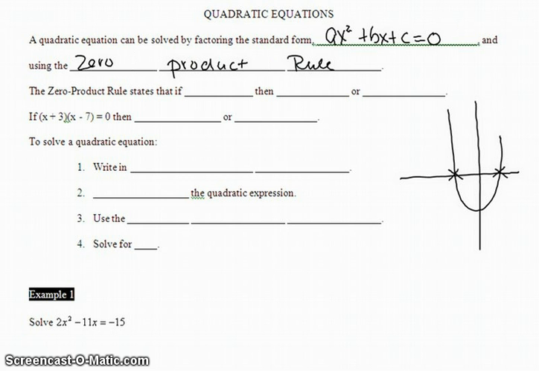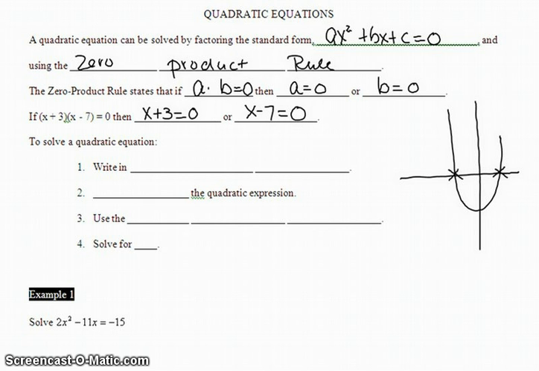What that states is if two quantities, A and B, are multiplied together and they equal 0, then either A has to equal 0 or B has to equal 0 to get the zero product. So looking at the example of the quantity x plus 3 times x minus 7 equal to 0, the zero product rule tells me that x plus 3 has to equal 0 or x minus 7 has to equal 0 in order to achieve that zero product.